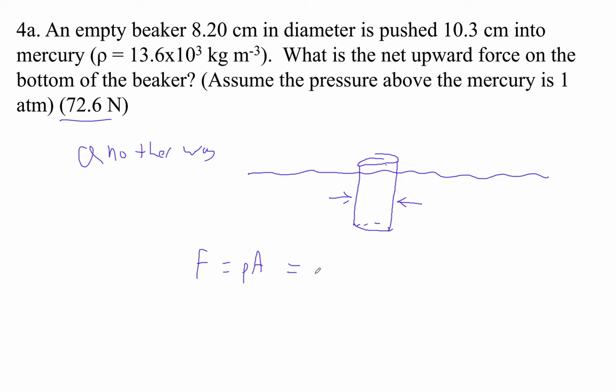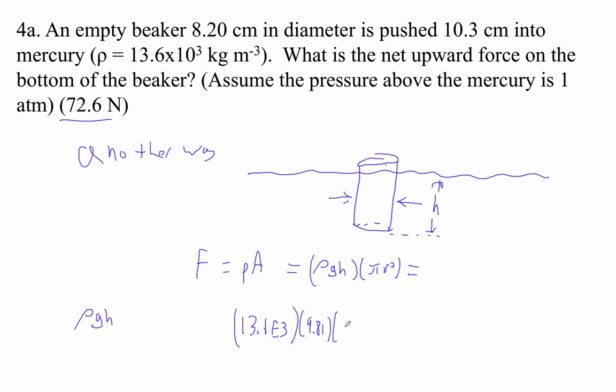And that pressure is going to be rho g h. So we'll end up with rho g h as our pressure, and h is this distance. And then the area is going to be pi r squared. Now, if you're paying attention, notice that this is rho g, and then h times the area. We're doing exactly the same thing we did in the previous way. So 13.6 E3 times 9.81 times 0.103 times pi times 0.041 squared.